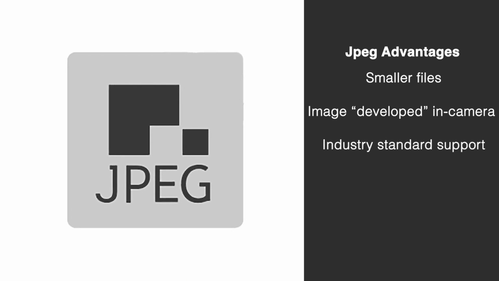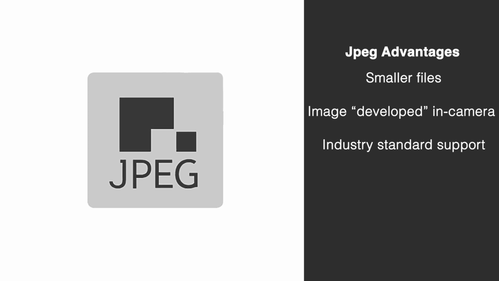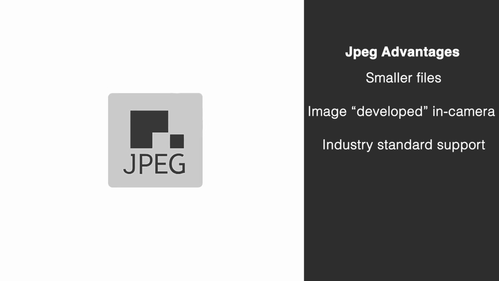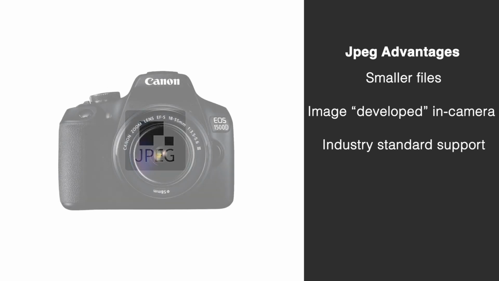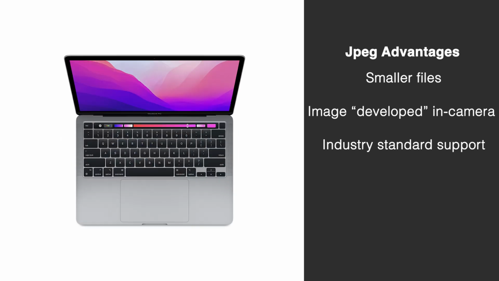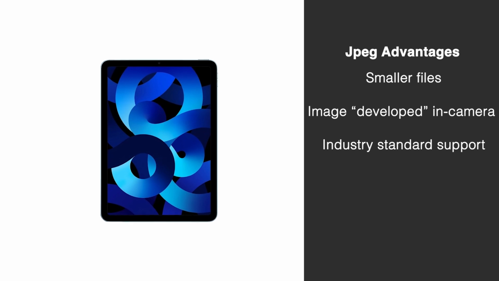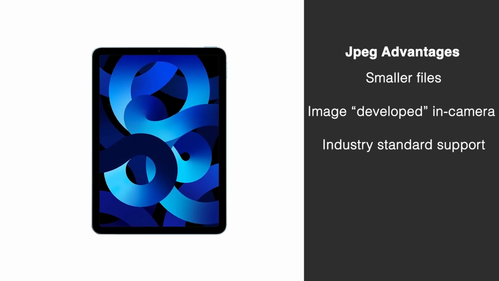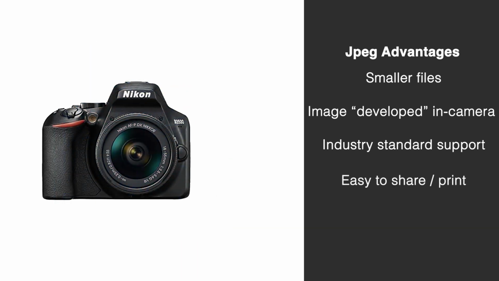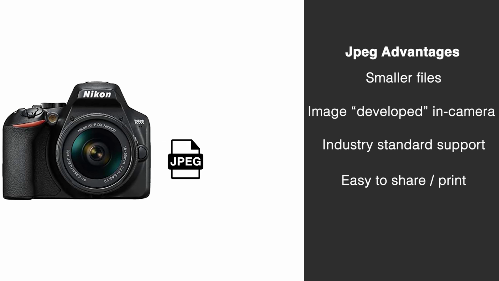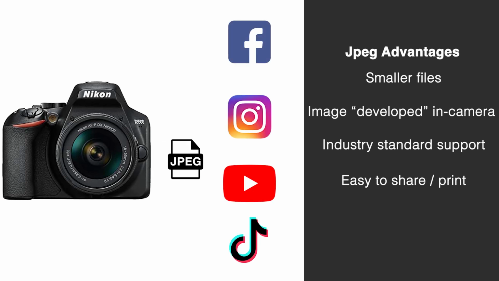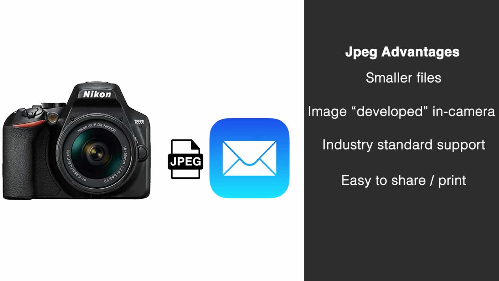The JPEG format is also supported by almost all devices and software, so a JPEG image taken with this camera can be viewed on my laptop, on my desktop, phone or iPad without any issues or any specific software needed. The smaller file size also means that a JPEG image can be easily shared to social media as an attachment in an email or printed.